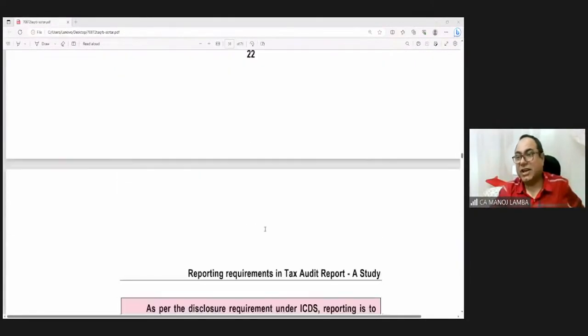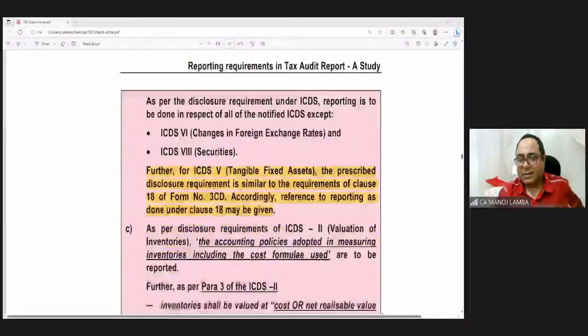वहीं पे जहां पे डेविएशन है वहीं पे डिस्क्लोजर दिया गया ऐसा उनका कहना है. तो एज आई टोल्ड यू अर्लियर, इसके रिगार्डिंग डिस्क्लोजर रिक्वायरमेंट नहीं है. और फर्दर ICDS 5, that is tangible fixed asset, the prescribed disclosure requirement is similar to the requirement of clause 18 of form number 3CD. Accordingly, reference to reporting as done under clause 18 may be given.